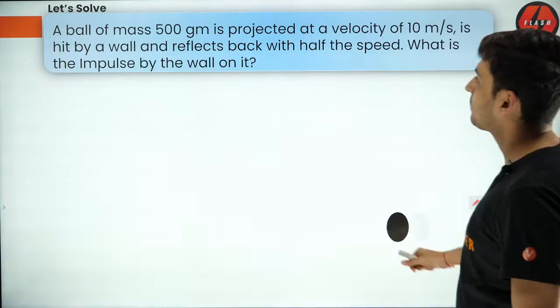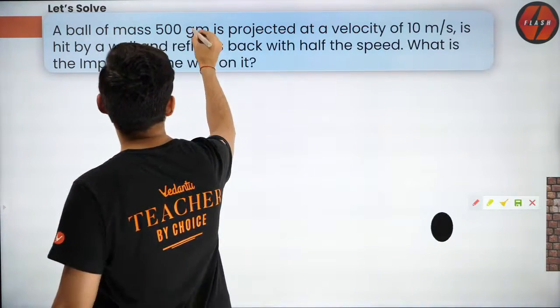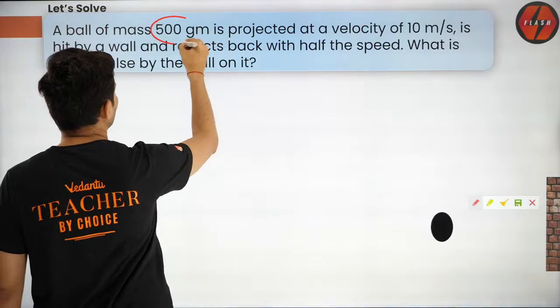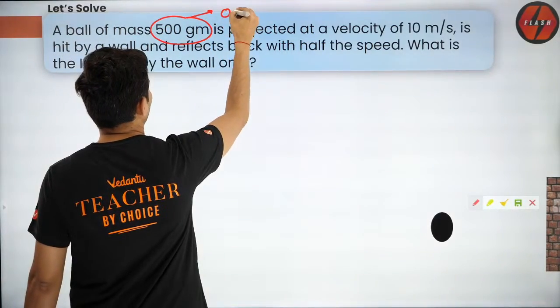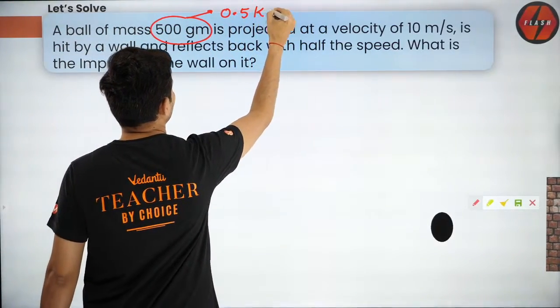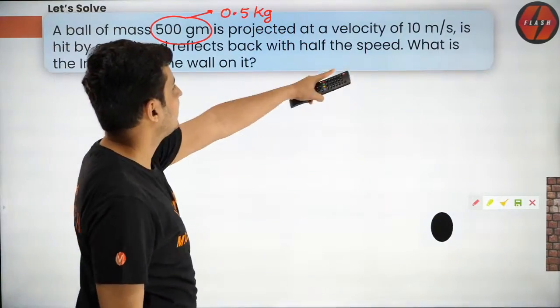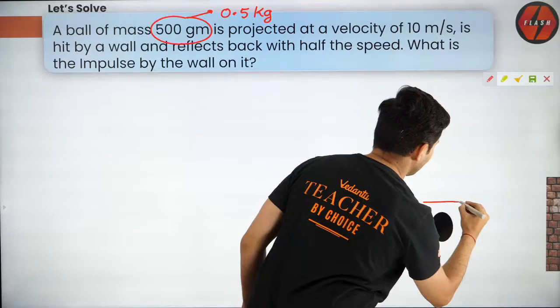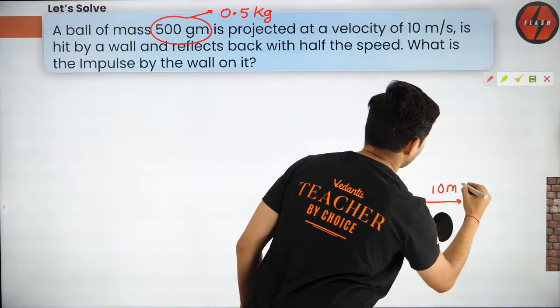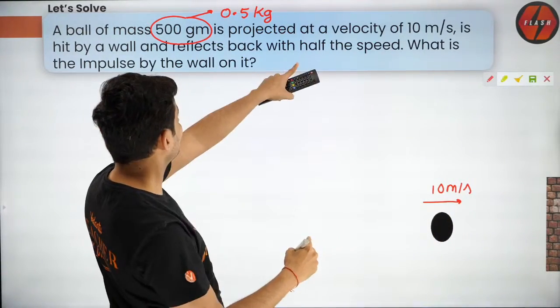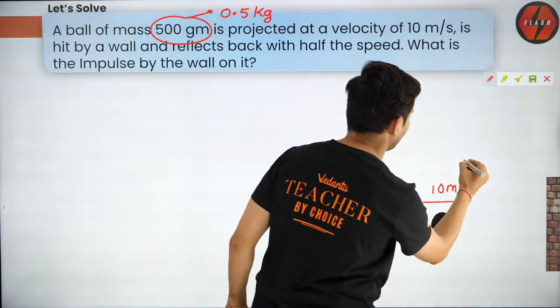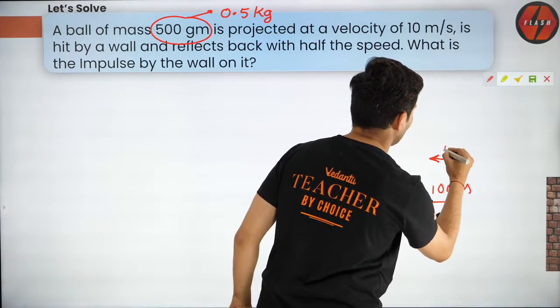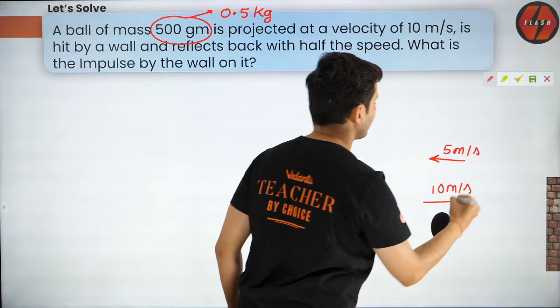And here it goes. The mass of the ball is 500 grams, so this is basically 0.5 kg. The velocity is 10 when it hits it. So it hits it with a speed of 10 meters per second, but it reflects back with half the speed. That's very critical. When it comes back, the speed is only 5 meters per second.